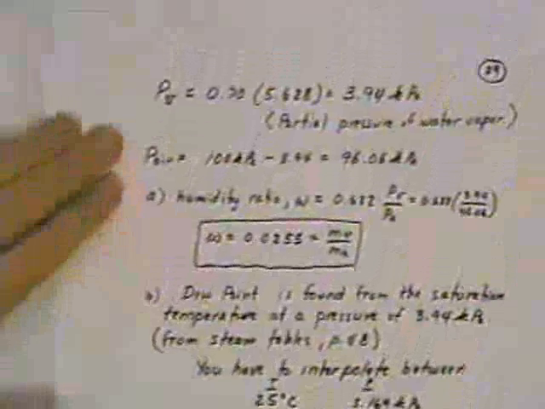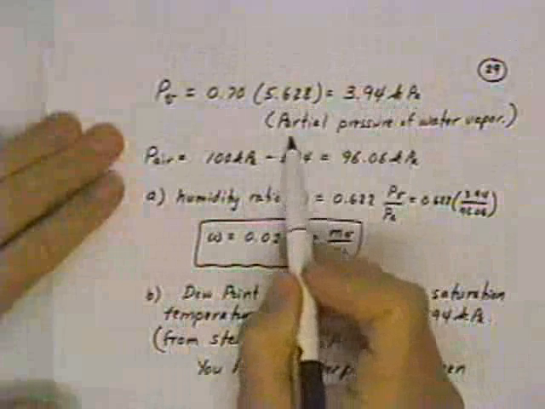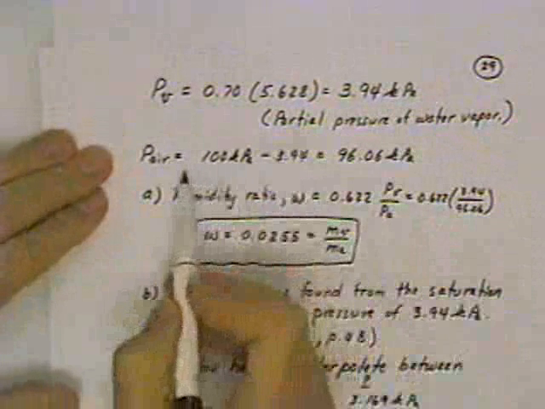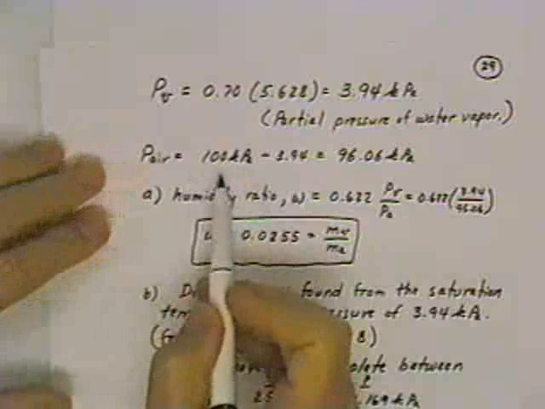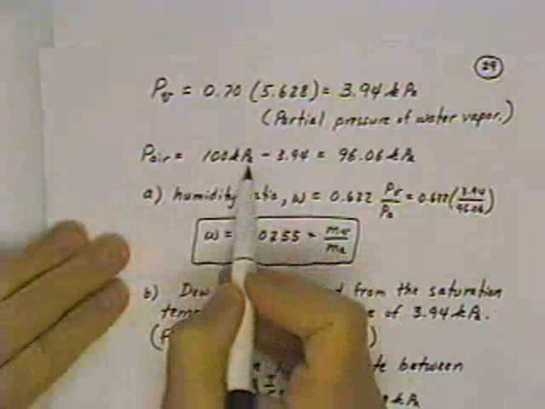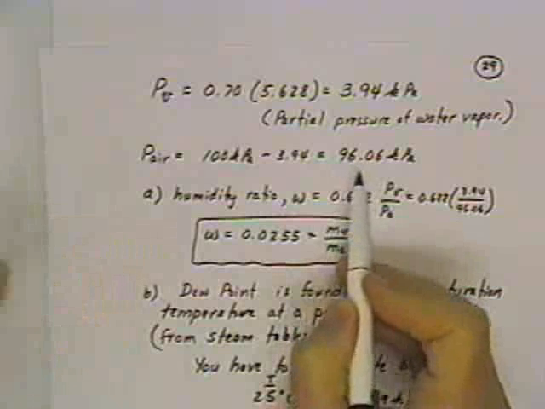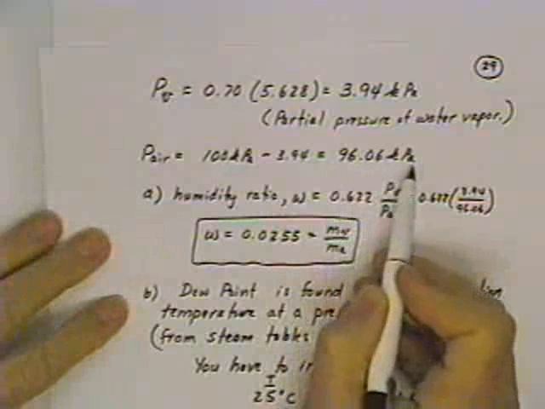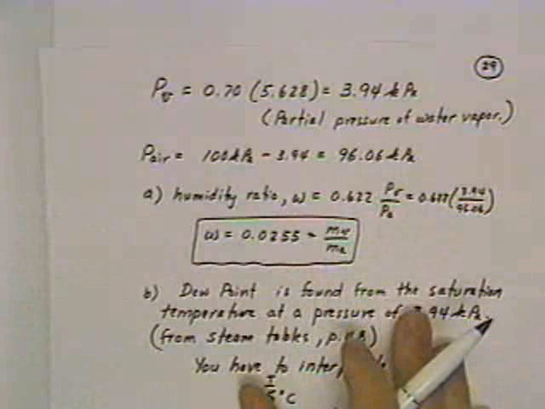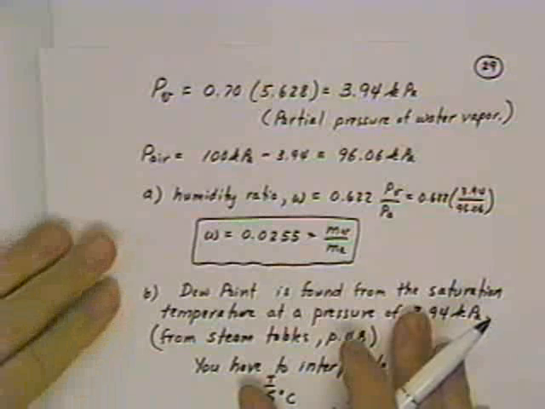PV then is equal to 0.70 times 5.628, which is 3.94 kilopascals. So this represents the partial pressure of the water vapor in the atmosphere for this particular mixture. We're given that the overall pressure is 100 kilopascals, and so the overall pressure is made up of the pressure of the dry air and the pressure of the water vapor. So if the pressure of the air is 100 kilopascals and the pressure of the vapor is 3.94 kilopascals, then the dry air in this mixture has a pressure of 96.06 kilopascals. On the partial pressure basis, we've got a partial pressure of 96 kilopascals for the dry air and about 4 kilopascals for the water vapor.